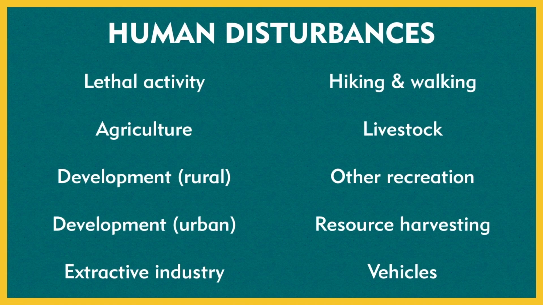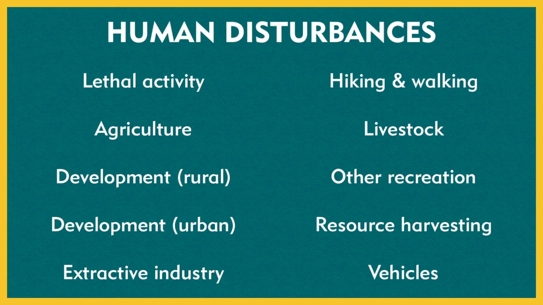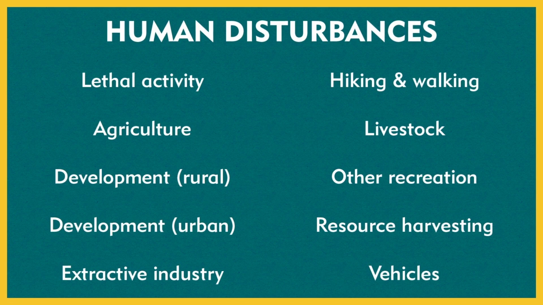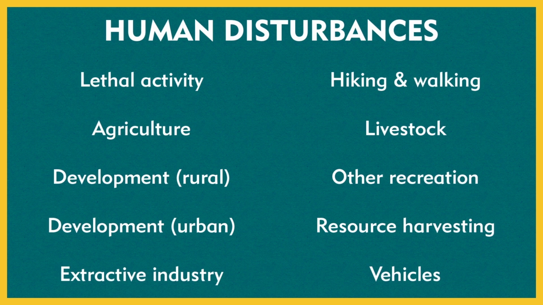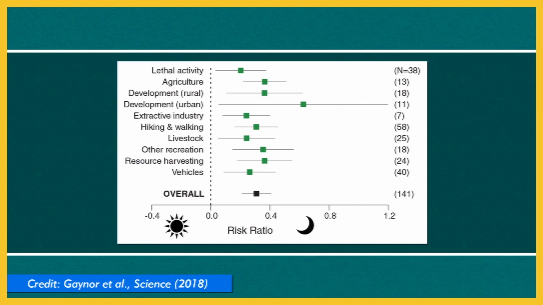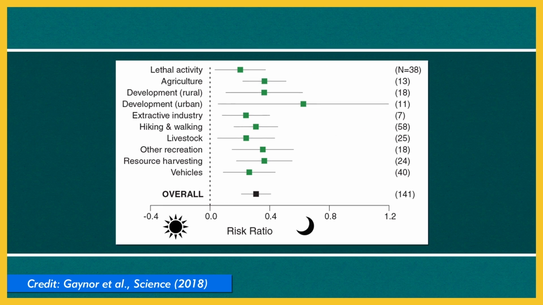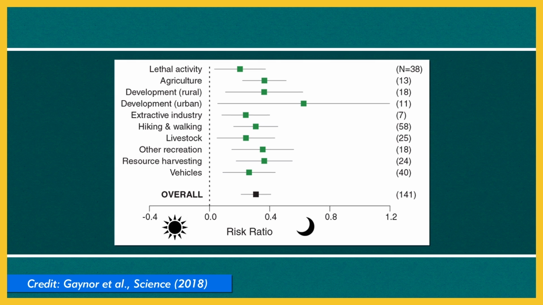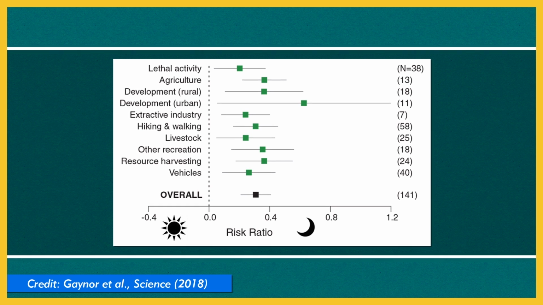Overall, there were some interesting nuances in this study design. First of all, there are many different things that fall under the category of human disturbance. To address these options, the authors analyzed a variety of human disturbances with varying degrees of harm to wildlife. These included things like lethal activity, agriculture, development, hiking, and vehicles. One really interesting result of the study is that nocturnality significantly increased in response to all forms of human disturbances that the authors included.